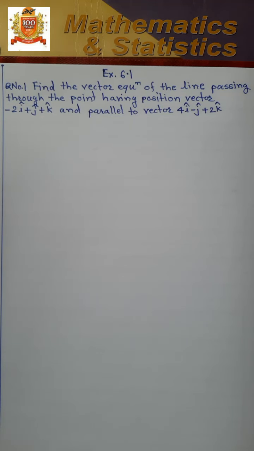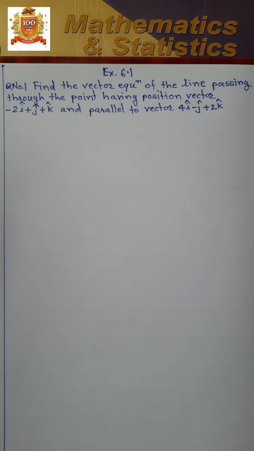Good morning, students. Let us see problems in exercise 6.1, which is completely based on the vector equation of a line passing through a point and parallel to the given vector, as well as the vector equation of a line passing through 2 points, the Cartesian equation of a line passing through a point and parallel to the vector, as well as the Cartesian equation of a line passing through 2 points, isn't it? The theoretical part we have seen already in the previous video. Now we will solve problems based on this theoretical part, isn't it?